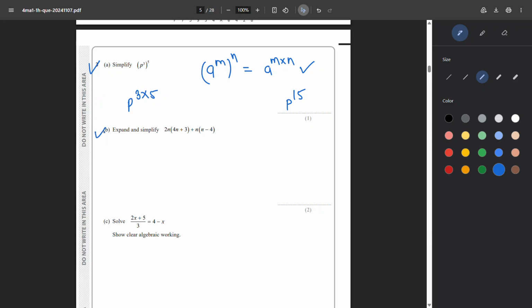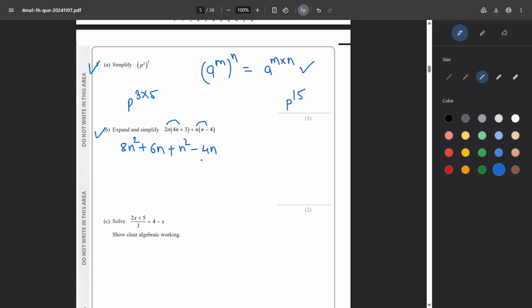Now in question number 3b, you have to expand and simplify these 3 brackets. So what we'll do first, initially I'm multiplying 2n in the first bracket. So 2n into 4n will become 2 times 4 will be 8, and n into n will be n square, plus 2n times 3 will be 6n. Plus now I'm multiplying by n in the second bracket. So n times n will be n square, minus n times 4 will be 4n.